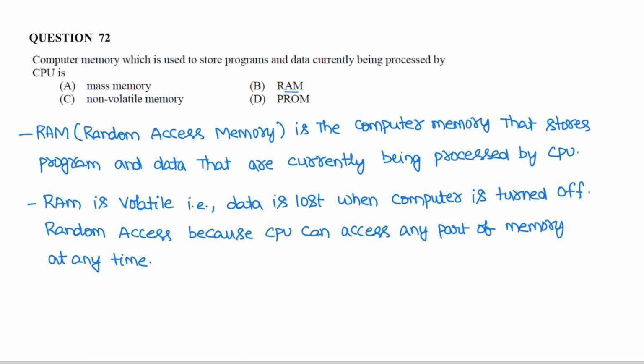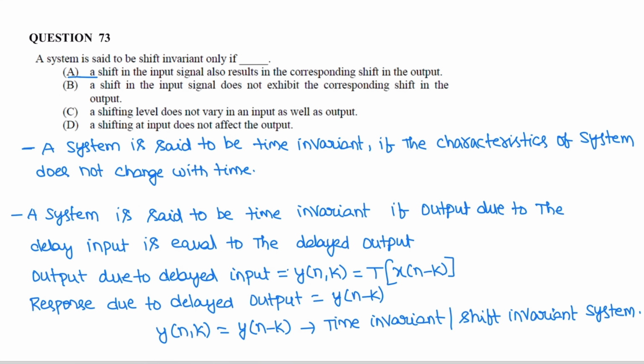In specific, it is cache registers or register memory. So the others, PROM, mass memory, are non-volatile memory. RAM is a volatile memory. The data is lost when the computer is turned off, and it is called random access because the CPU can access any part of memory at any time. So correct option is RAM, that is volatile memory. Next question.